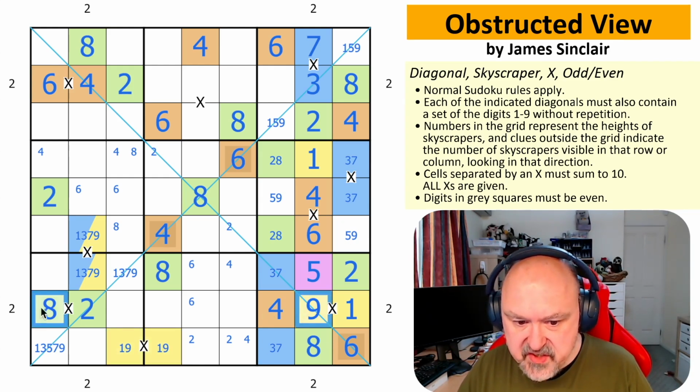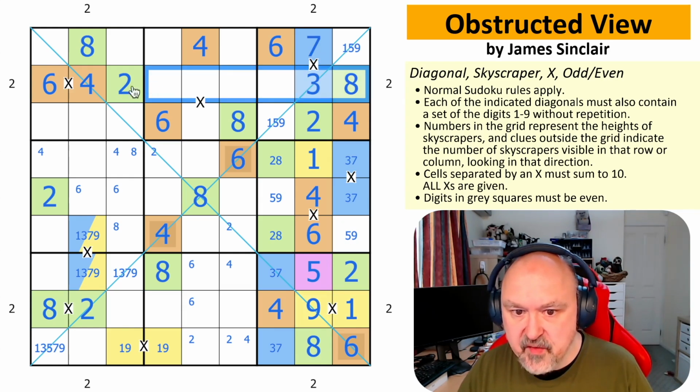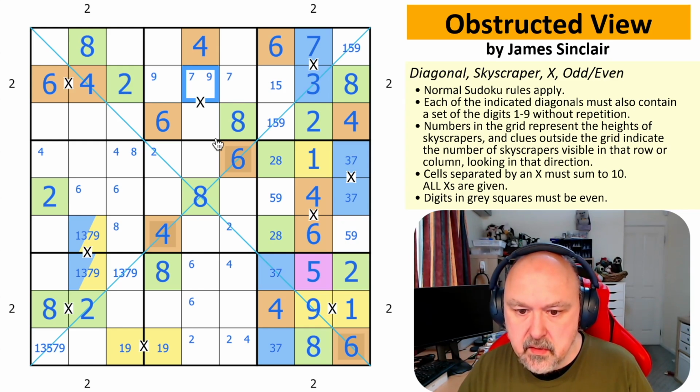So there's my 2. There's my 2. I have to put the 9 before the 7. So I can't put 9 there. So this has to be 1 or 5. So the 9 is in one of those 2 and the 7 is in one of those 2. Now, if that's 9, that's 1. If that's 7, that's 3.